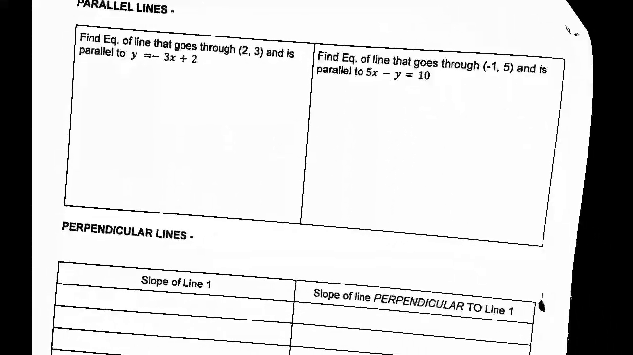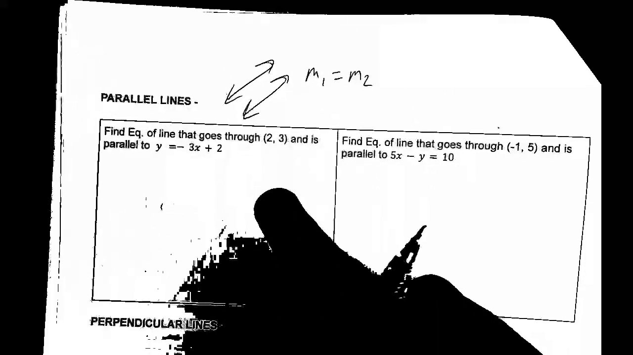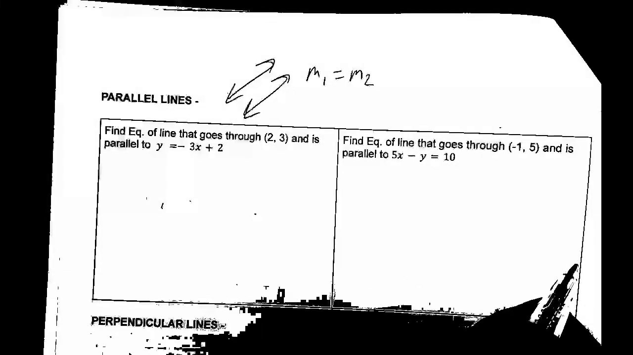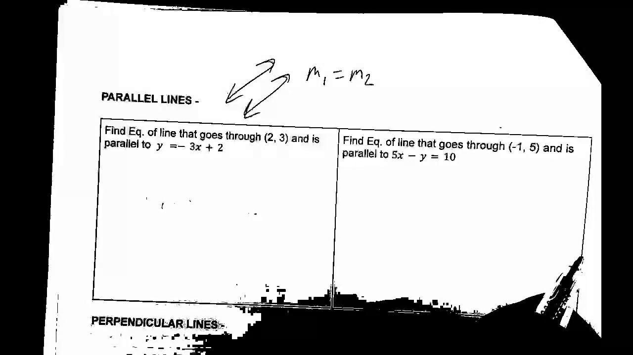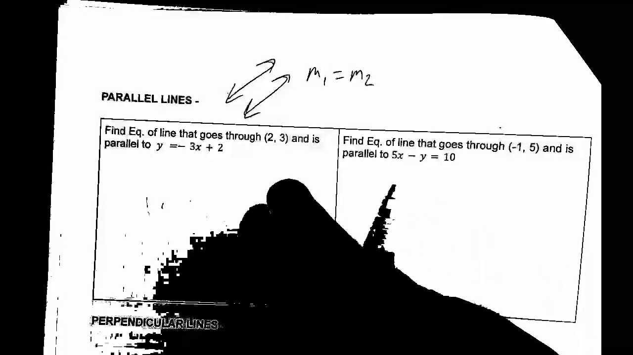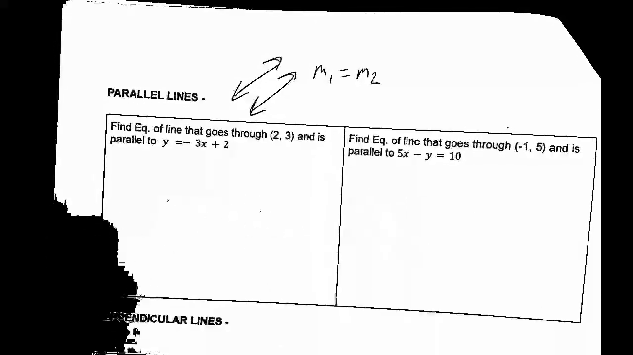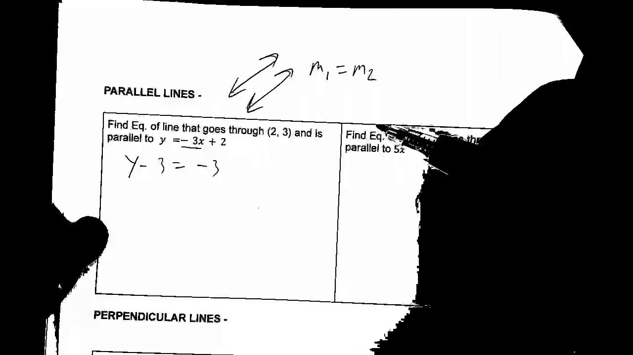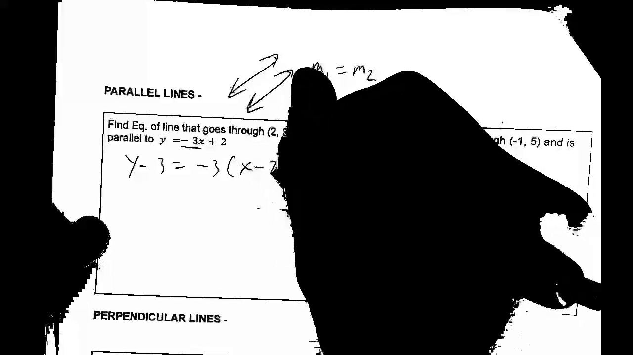All right. So going to parallel lines. If the lines are parallel, that means the slopes are the same, right? So the slope of both lines, m1 and m2, these are two different equations, are the same. That would be a parallel line, okay? Find the equation of a line that goes through (2, 3) and is parallel to a line with slope -3. If it's parallel, it has the same slope. So we're going to say y minus 3 equals -3 times (x minus 2). That's it.